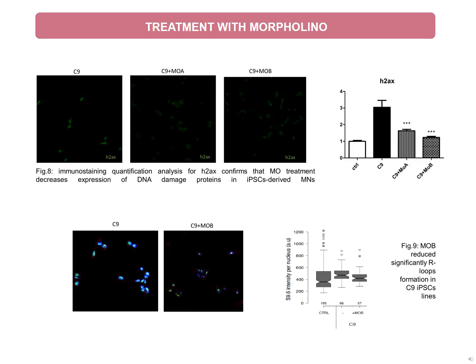So in conclusion, we can say that our iPS cells derived motor neuron lines are a good model to investigate the pathological phenotype of C9 ALS, and that morpholino oligomers should be considered a promising therapy for C9 patients that still needs to be validated.